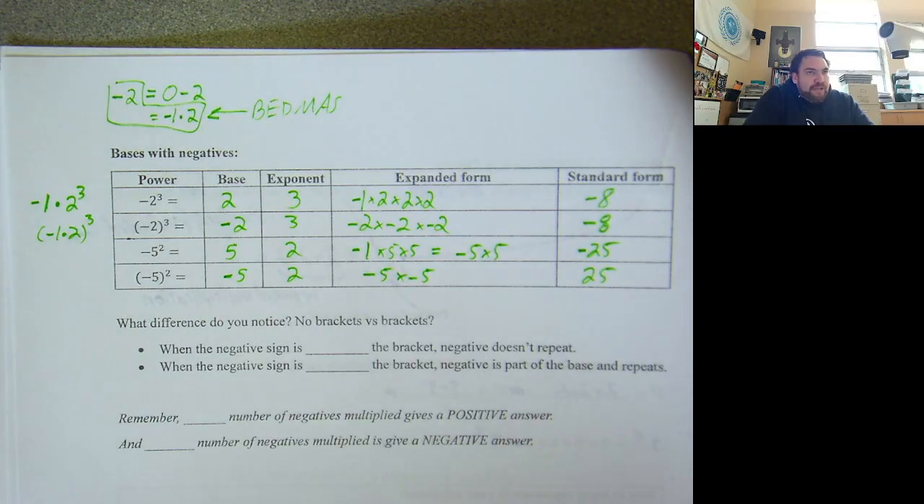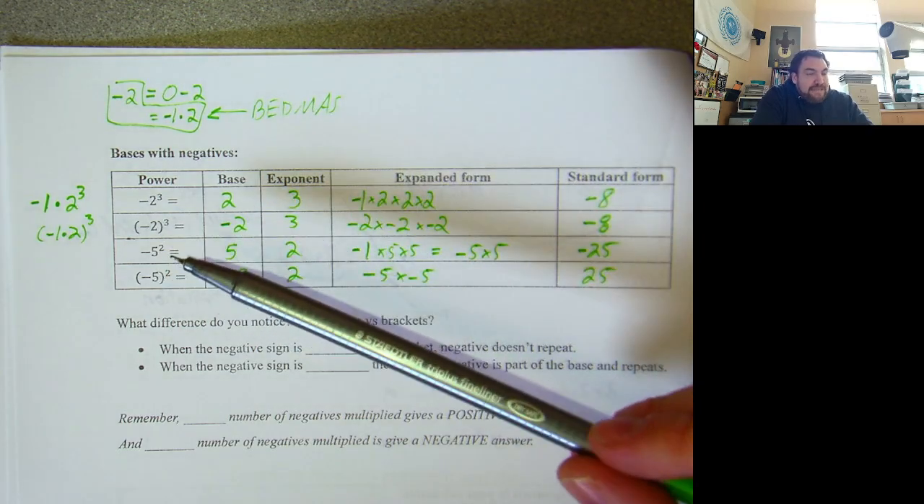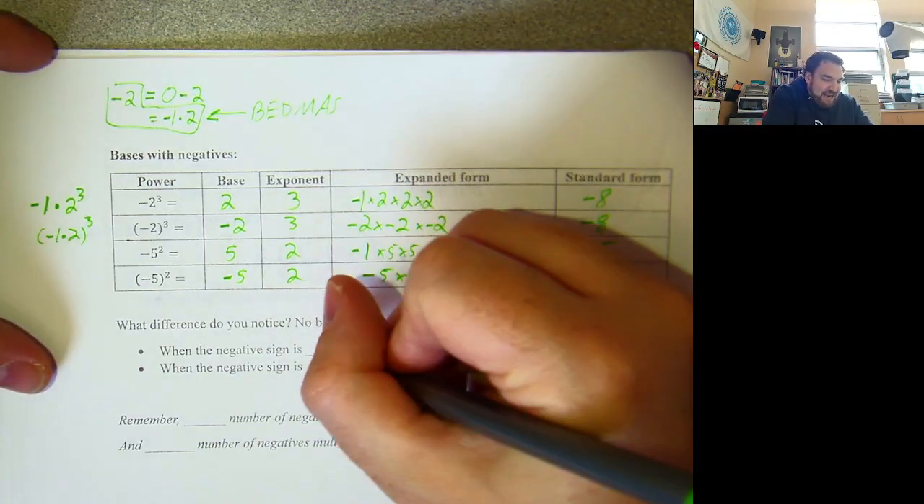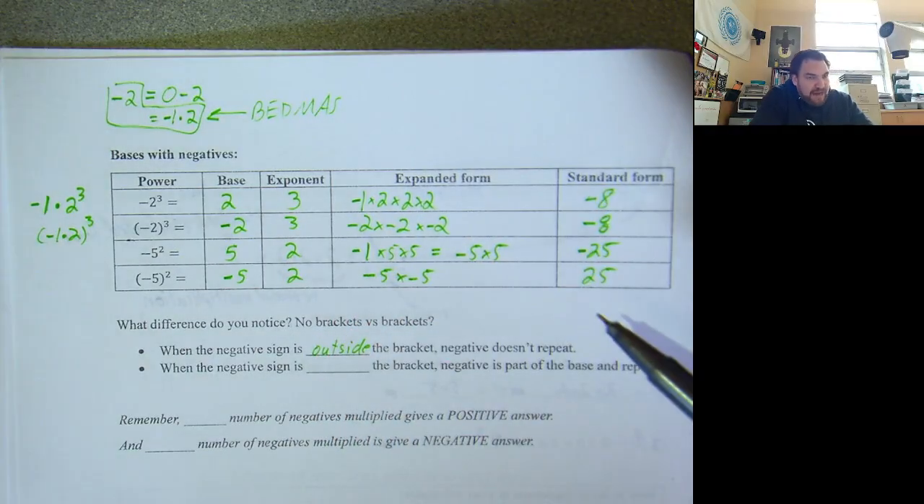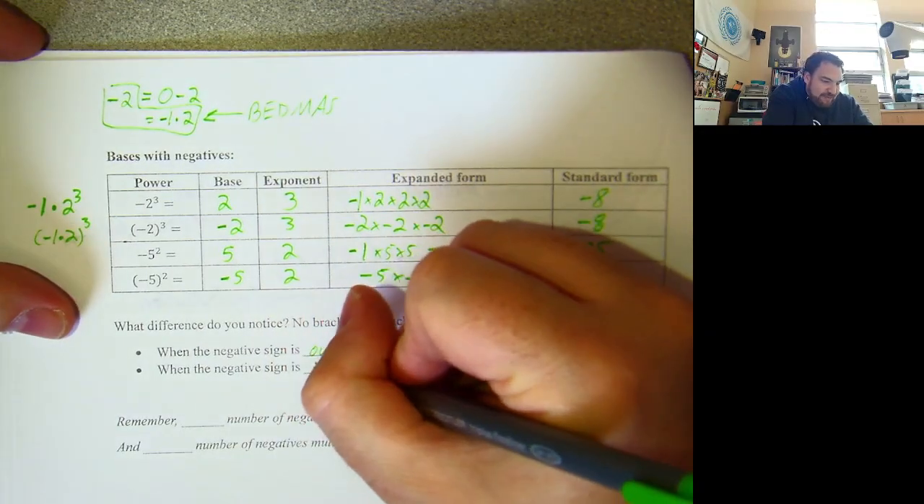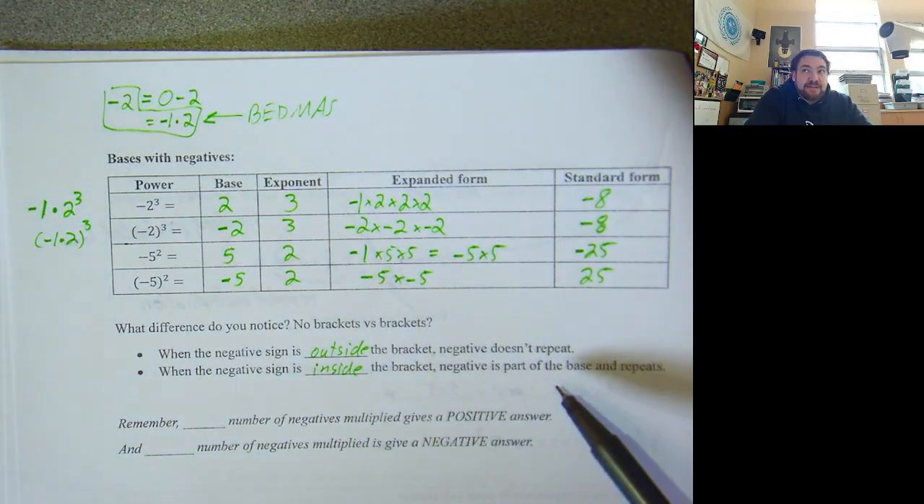So it only really matters when you've got even number exponents. But it's still an important distinction to make all the time. When the negative sign is outside the brackets, or if there are no brackets, it does not repeat. When the negative sign is inside the bracket, it's part of the base and gets repeatedly multiplied.